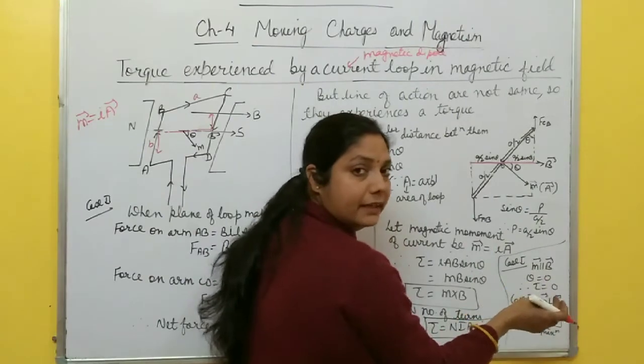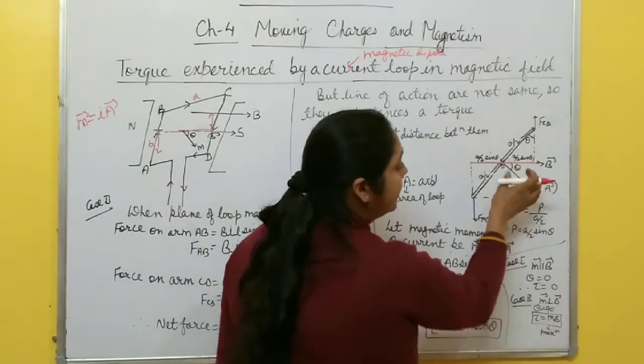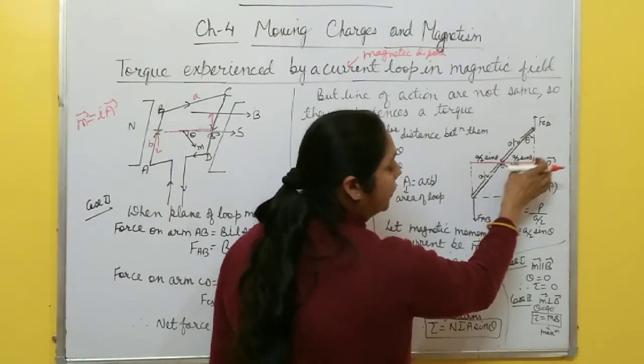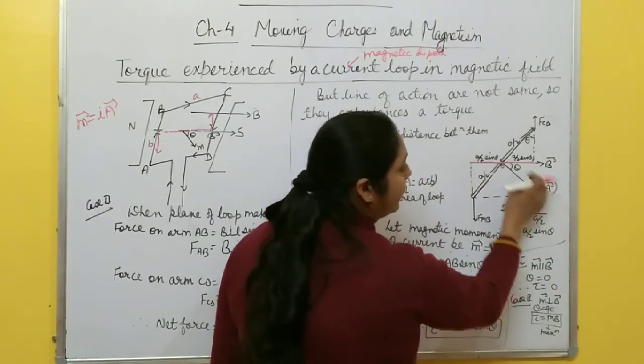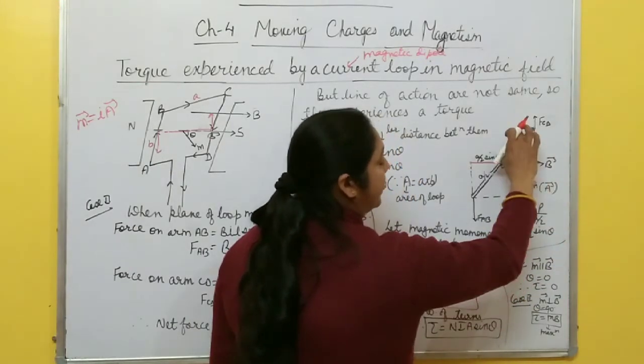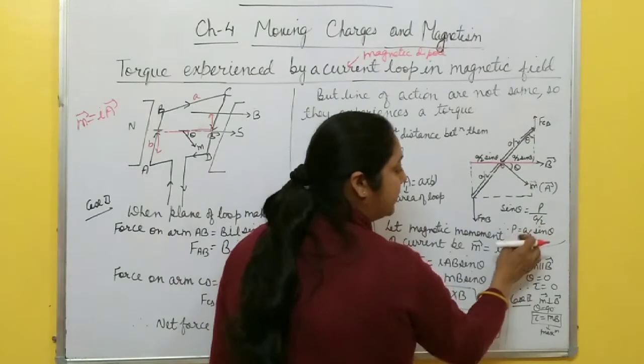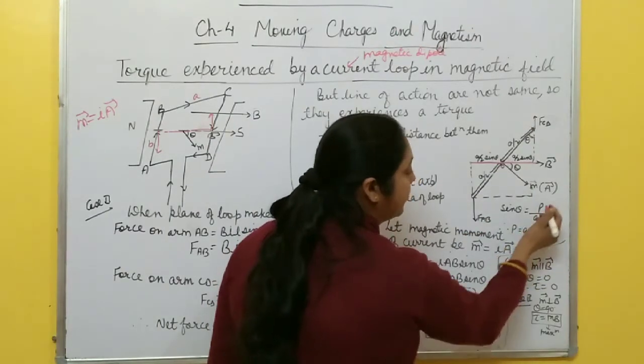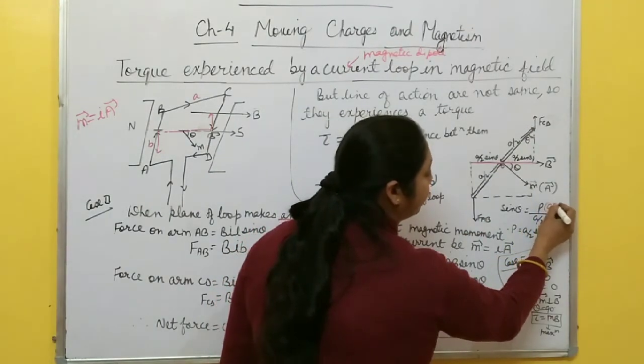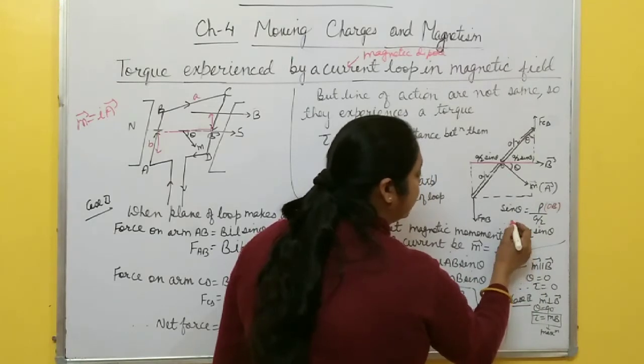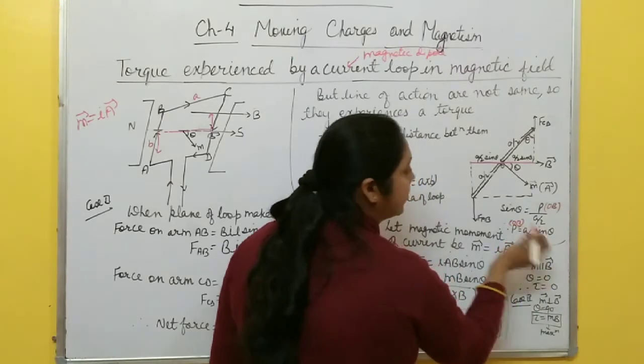Sine of an angle is perpendicular by hypotenuse. Perpendicular here is this one, OB, and the hypotenuse is a by 2. So from here the perpendicular is a by 2 sine theta. This perpendicular is nothing but OB. So here OB is a by 2 sine theta.